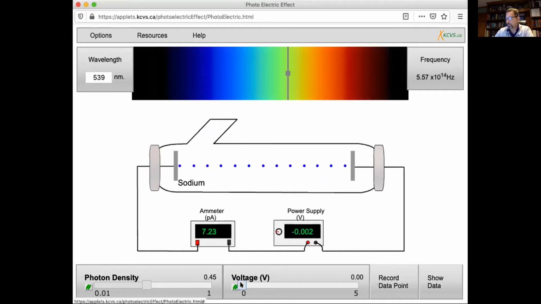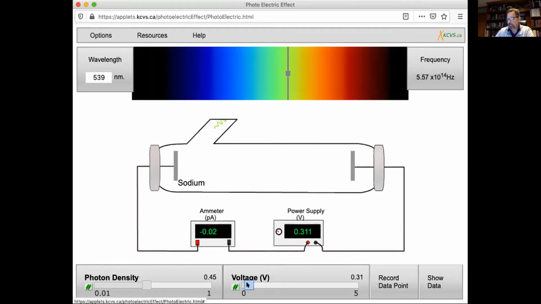And in order to figure out how much kinetic energy they had, to work back to what the work function must be, let's put a negative voltage here. And you see what happens? I got way too much voltage there. They didn't even make it a quarter of the way, maybe a fifth of the way across the tube before the electrons are sent back. So let's lower the voltage just a little bit.